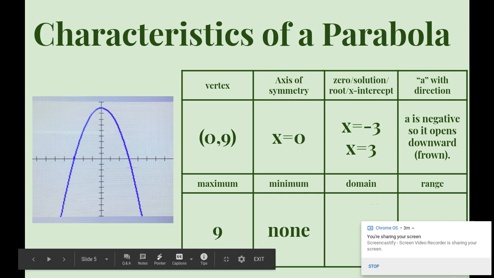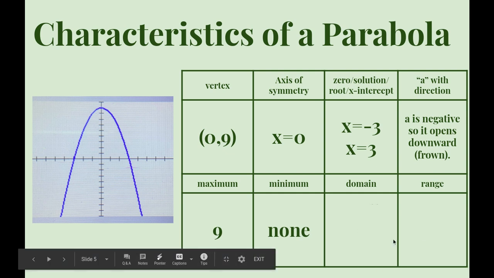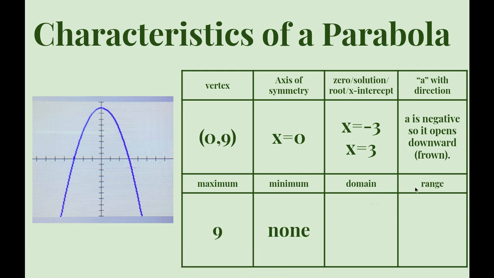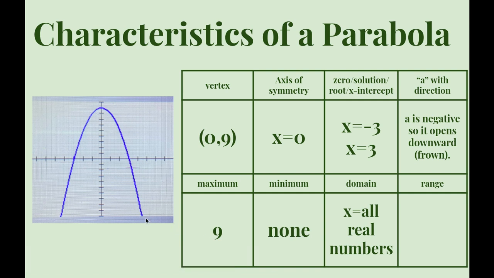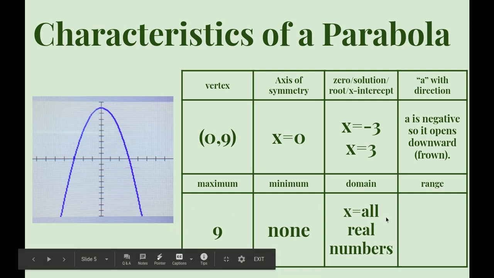Then the last part is the domain and range. Now, with domain and range, it's been a while since we talked about this, but you have to keep in mind domain are your x values and range are your y values. What's nice about quadratic functions is no matter if you're opening upward or downward, your domain is always going to be all real numbers, because the further you go down, the further you move left and the further you move right. So you're going to end up hitting all of your x values. So for parabolas, your domain is always all real numbers.